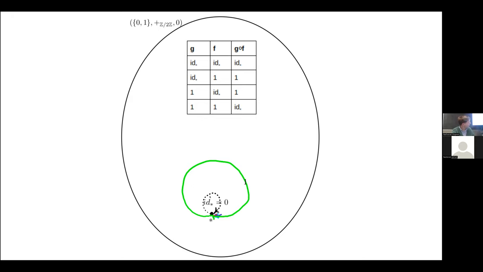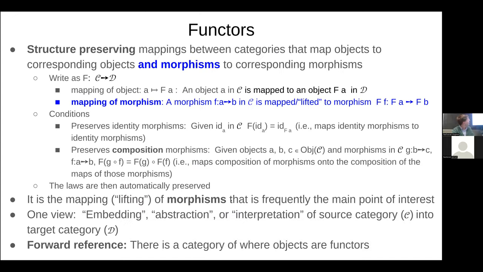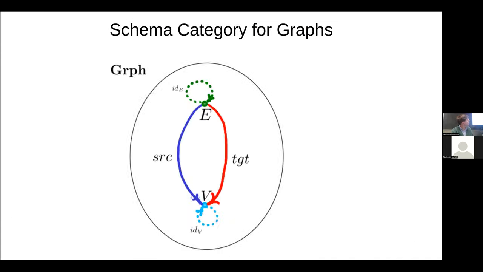This is the identity element, the neutral element, the unit, and this is another element. And here we might be doing plus, mod two. So zero added with zero is zero, zero added with one is one, one added with one is zero, etc. So those are examples of some small categories.